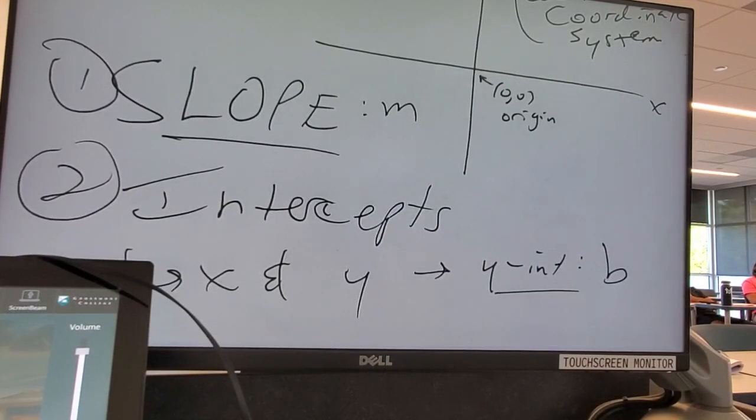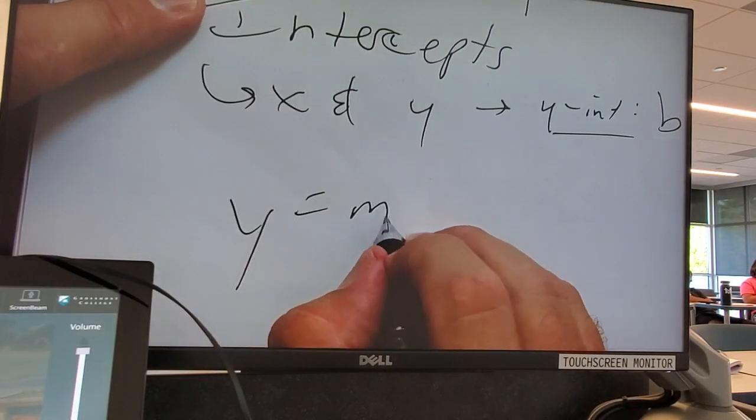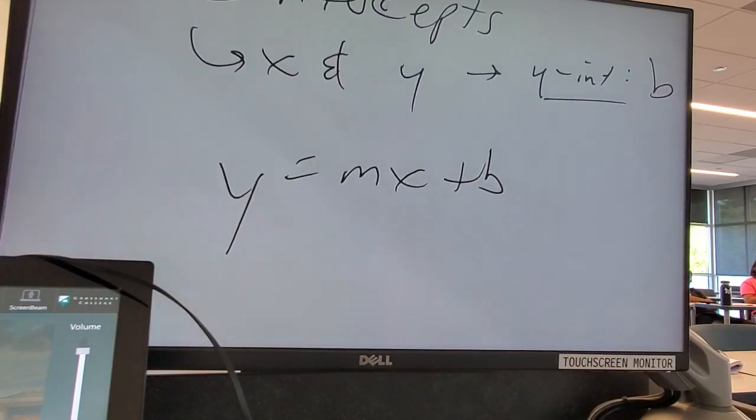And then if you put this together, what is the most compact kind of form for the equation of a line? Yes, good. Y equals mx plus b. Okay. So all that stuff coming back, do you guys know all that? Remember some of this stuff? Okay. So let me ask you this. How do I find the slope of a line? What do I need?